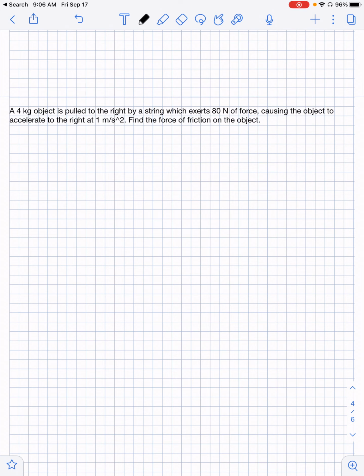This one says that we have a 4 kilogram object pulled to the right by a string that has an 80 newton force, and it's causing the object to accelerate to the right at 1 meter per second squared. And we want to find the friction on the object. So let's start out, let's make our free body diagram.